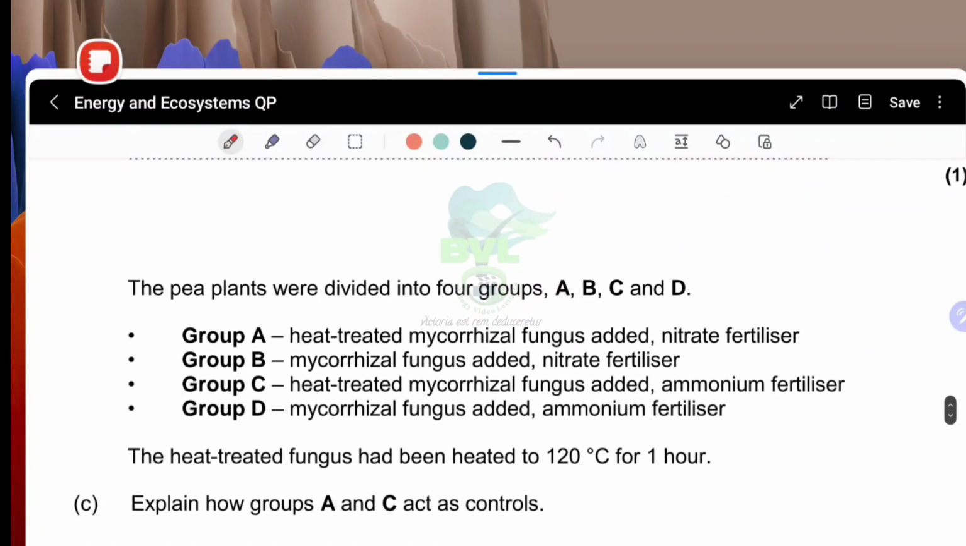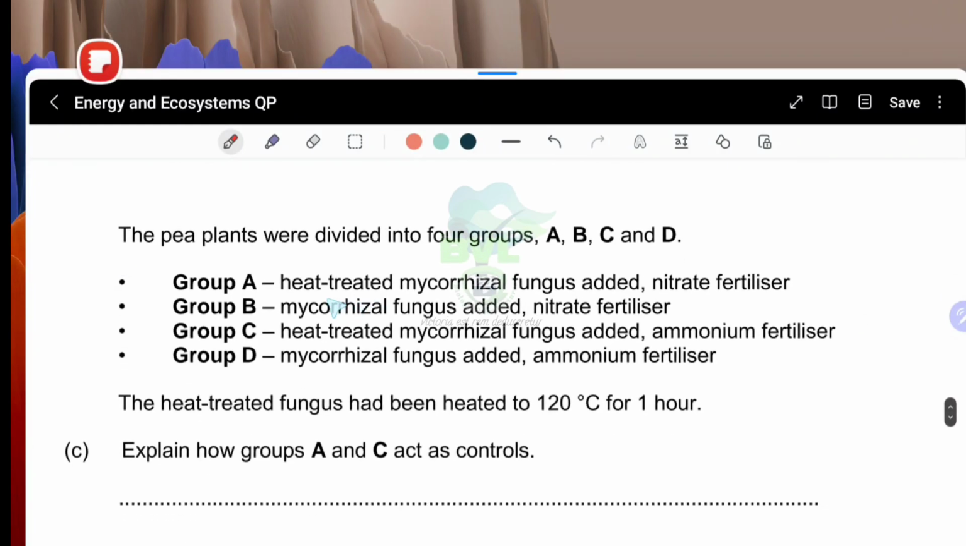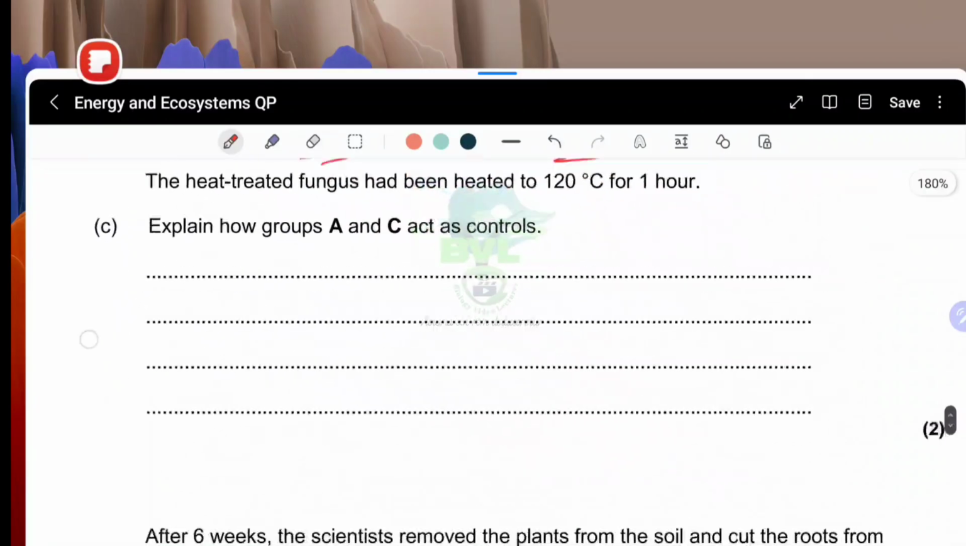Now, the pea plants were divided into 4 groups: A, B, C, and D. Group A were treated with mycorrhiza and the nitrate fertilizer. Group B, mycorrhiza fungus with nitrate fertilizer. So 3 things here: 1, 2, 3. This one is just 1 and 2. Mycorrhiza, this one is heated. One, mycorrhiza added with ammonium, not nitrate here. Okay, so the next one was mycorrhiza fungus added with ammonium fertilizer, but it is not heated. So it's quite a funny one, but how many marks is it? 2 marks.